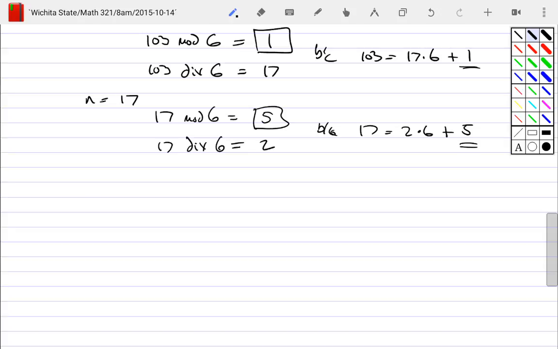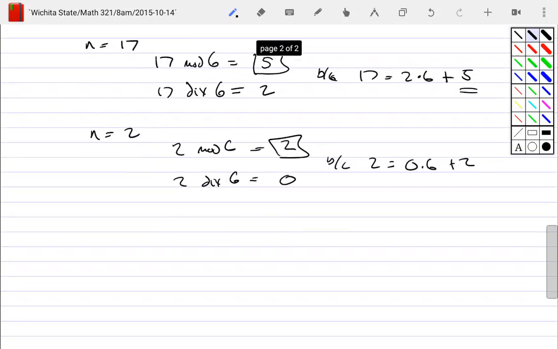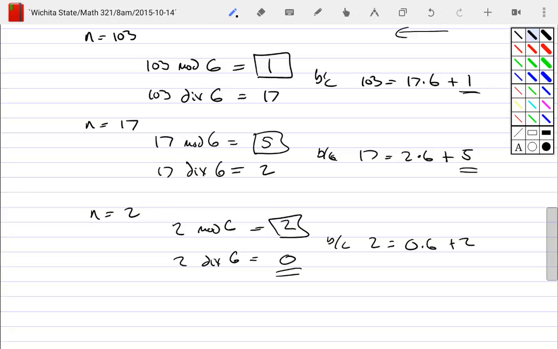Okay, now what's n? n is dropped to Q. Let's take the Q. What is 2 mod 6 and what is 2 div 6? 2. Yep, and that's because 2 is equal to no sixes plus 2. Therefore, this is my next number, 2. And am I done? Is Q 0? Once your Q gets to 0, you stop. And the order of the moduluses that you see, 1, 5, 2, is 2, 5, 1, right?